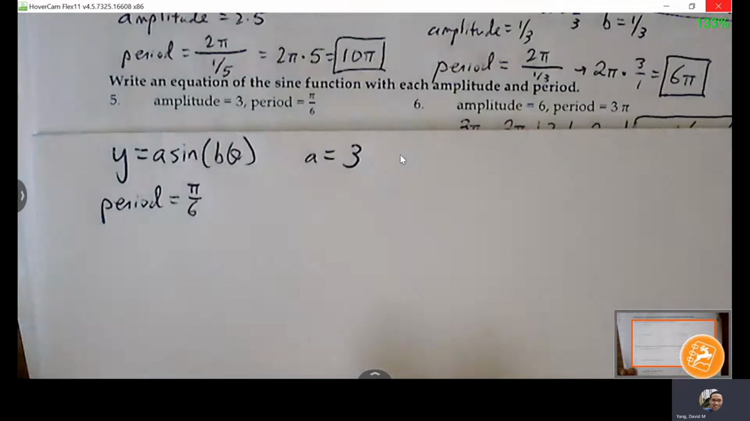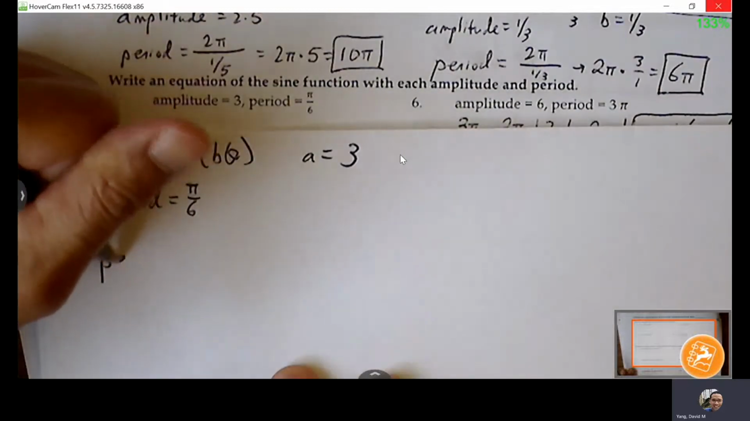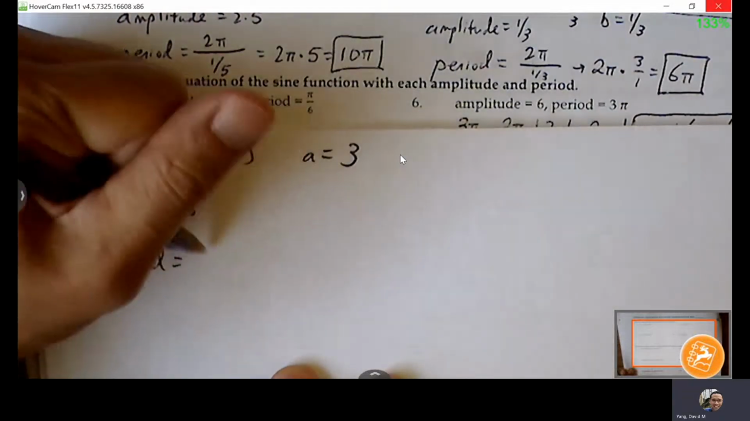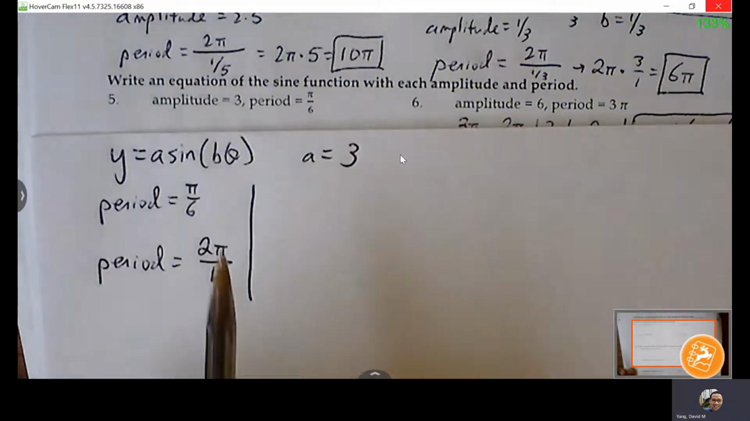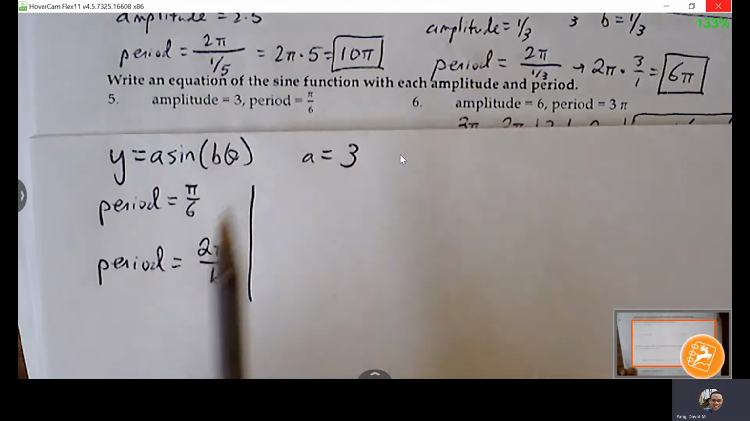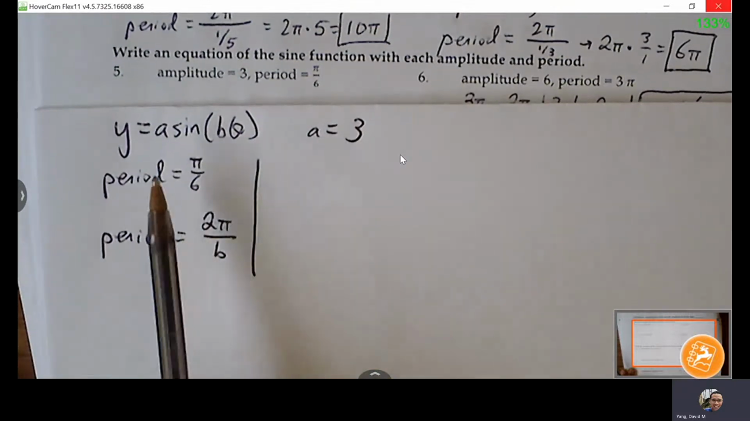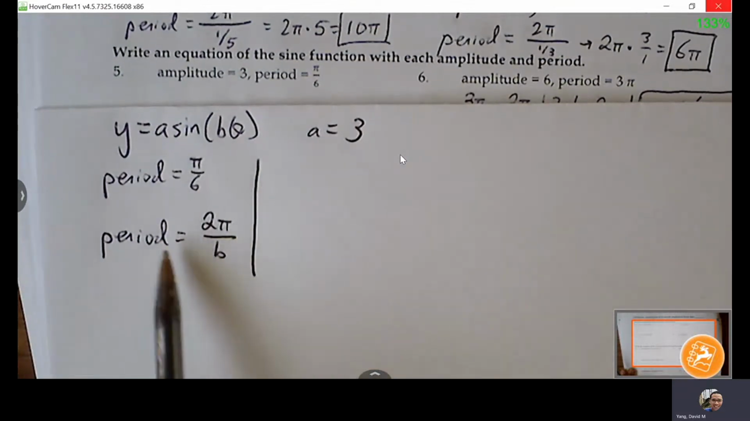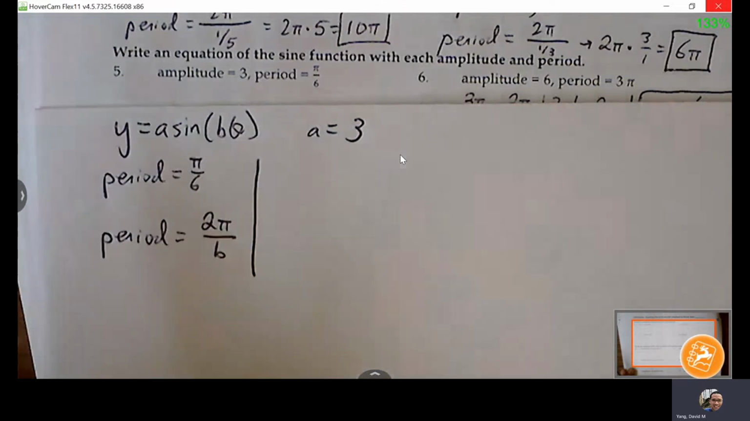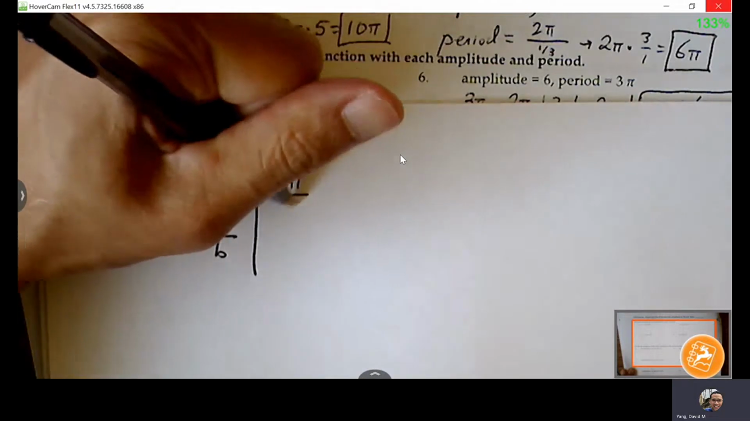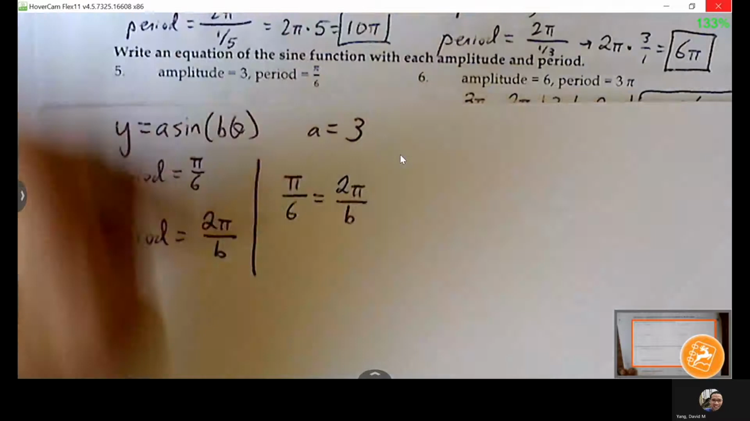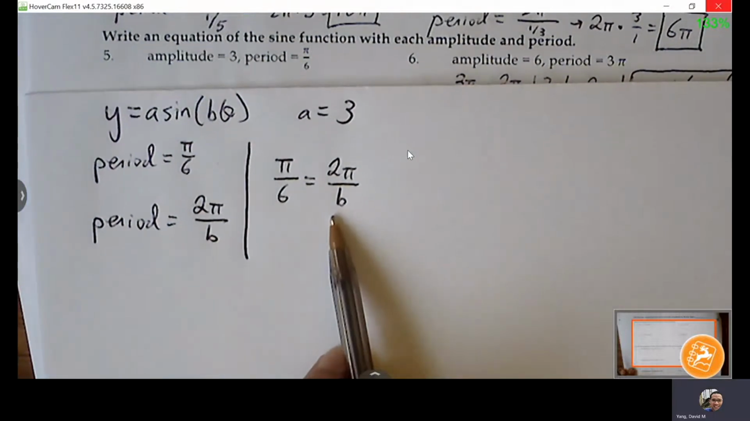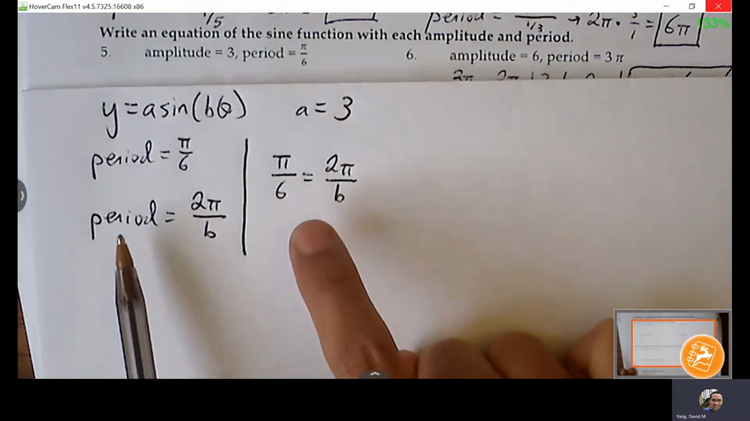Now the formula that we're going to be using is the same formula. Okay, so period is equal to 2 pi over b. It's a little bit different, right? Because now we don't have the b value. We have to find the b value. So I'm going to make a substitution. Same formula, it's just that I'm working backwards here. So I'm going to put pi over 6 in place of the period. And now I'm just going to work to solve for b. Okay, does everybody follow what I just did here?